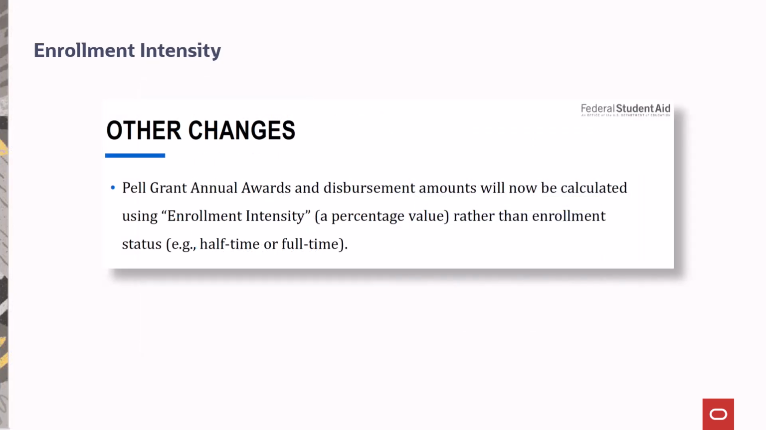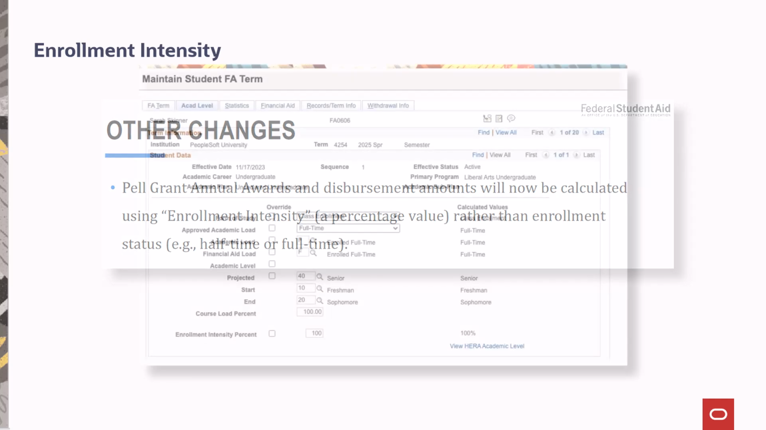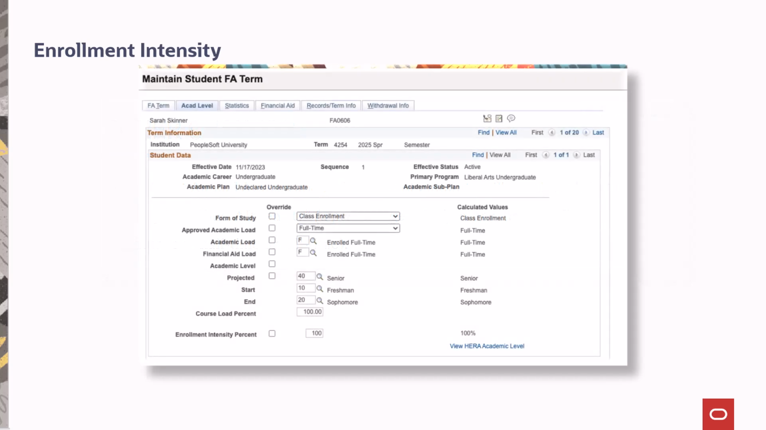Starting aid year 2024-2025, Pell Grant annual award amounts will now be calculated using enrollment intensity rather than the student's financial aid load enrollment status. We have updated student FA term to add fields for enrollment intensity for aid year 2025 onward. The field will not be visible on aid year 2024 and prior.